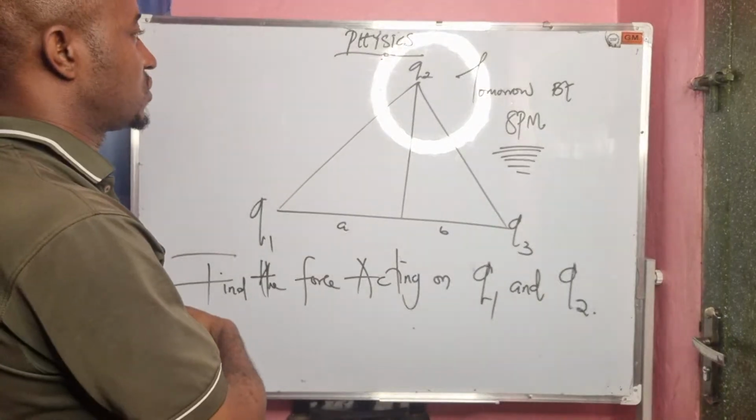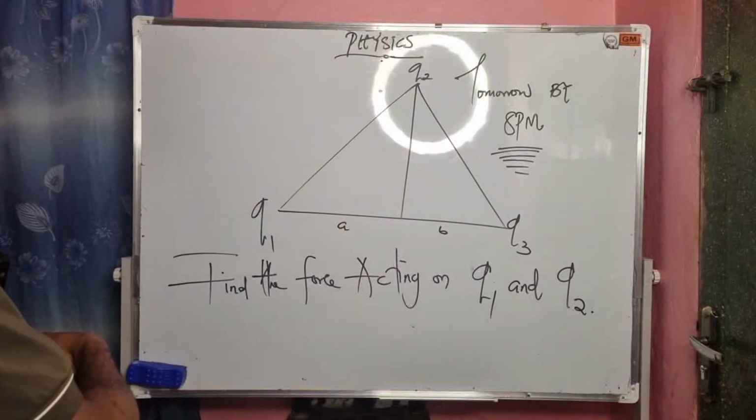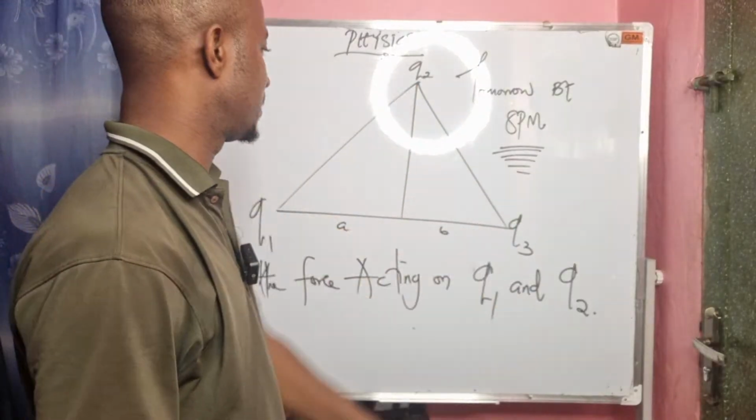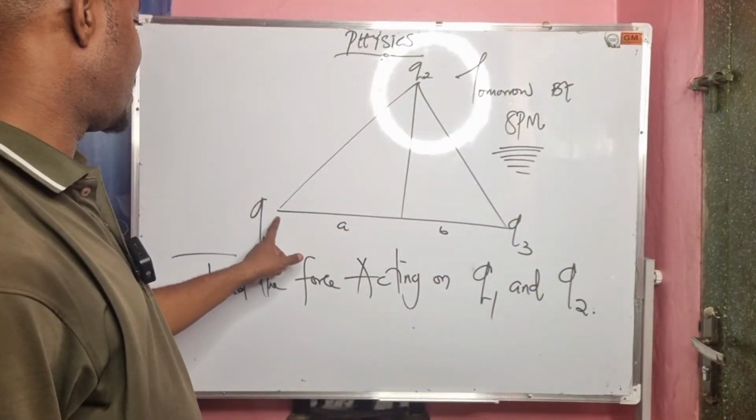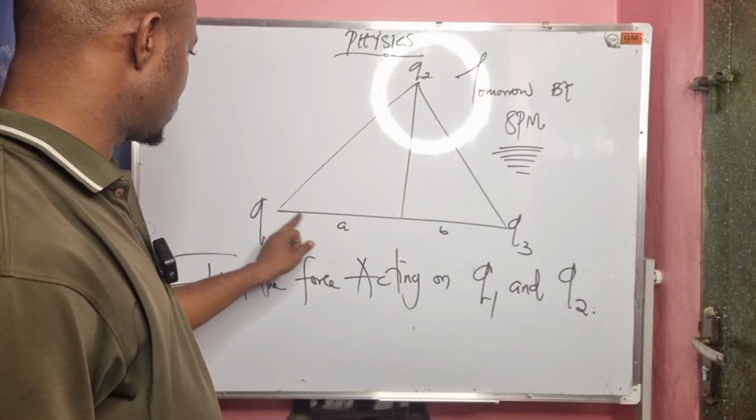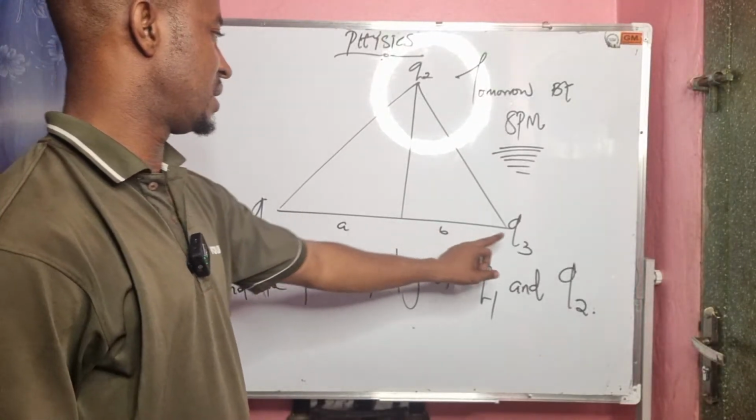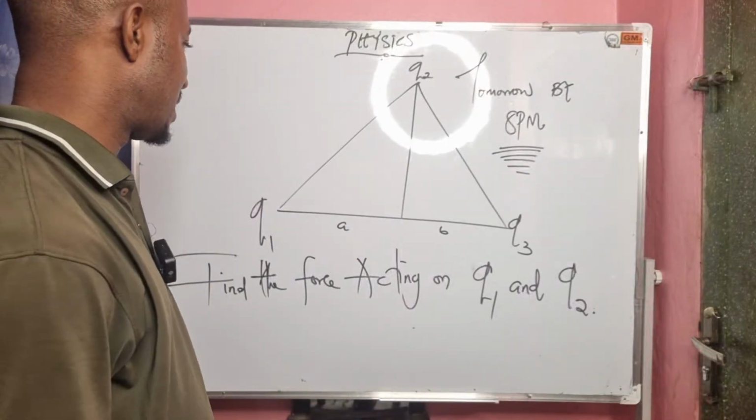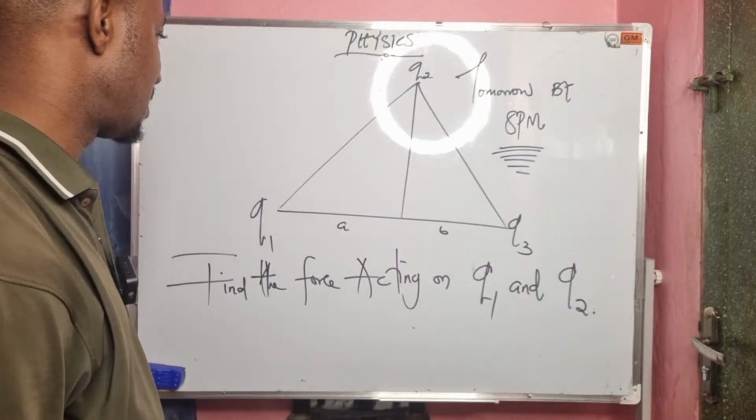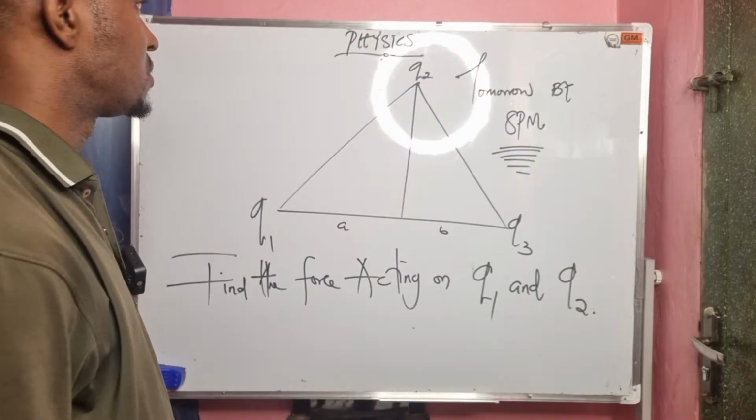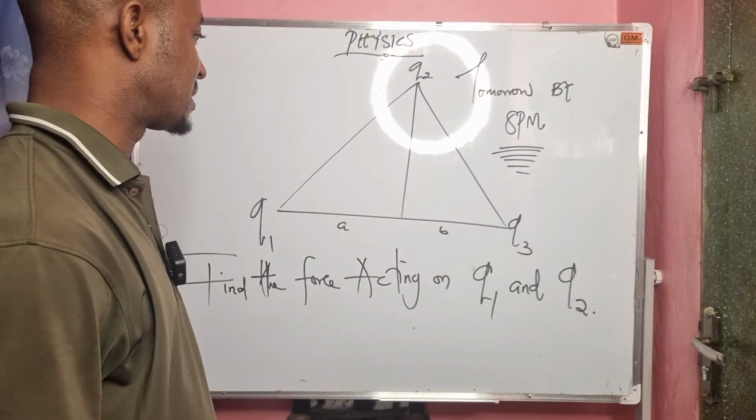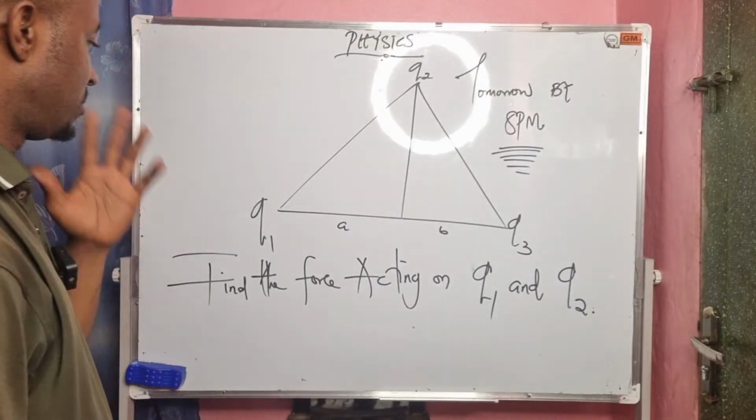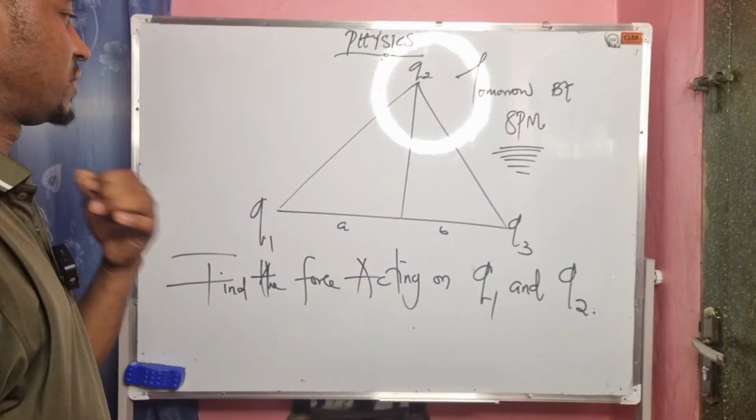Okay, I'm going to stop here for tonight. Then we have a diagram like this. We have our charge 1, charge 2, and charge 3. Then we have distances: from here to here is A, from here to here is B. And we have to find the force acting on charge 1 and charge 2. So please make sure you solve this and submit your answer in the comment section of this video.